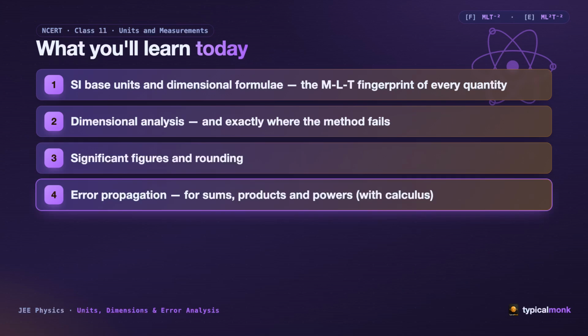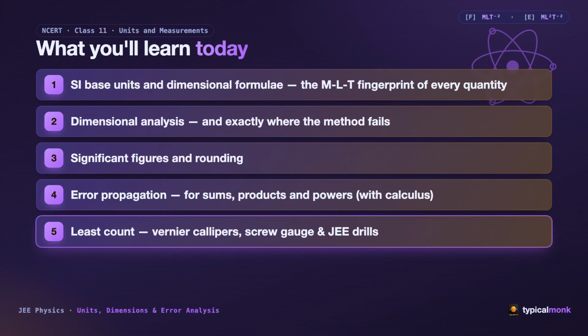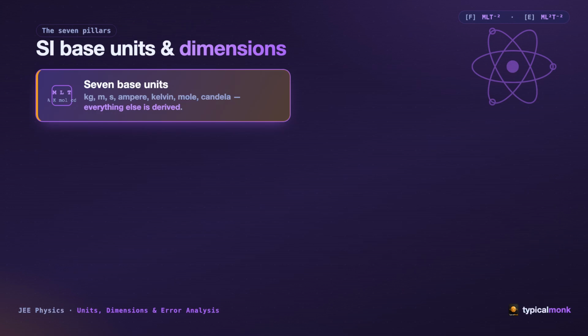Fourth, error propagation, how errors travel through sums, products, and powers. And here we meet the calculus that JEE loves and NEET skips. And fifth, least count, the vernier callipers, and the screw gauge, and the JEE drills that turn all of this into marks. Ready? One idea at a time. Let us start at the foundation.